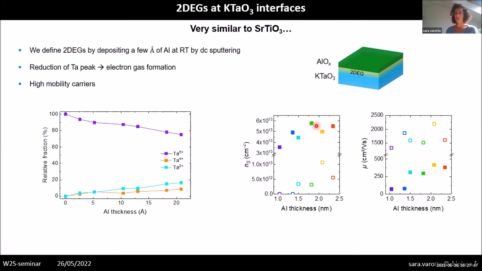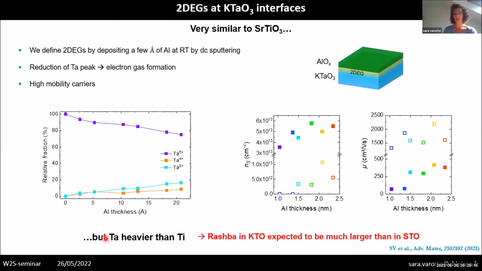And also by measuring the mobility through MR and the Hall effect, we can extract two different kinds of carriers, let's say a heavier and a lighter one with different mobilities. So we have quite high mobilities for one kind of carriers, up to 2,000 centimeters squared per volt second. So it behaves quite similarly to the STO. However, in this case, the tantalum is quite heavier compared to the titanium. So we expect that the Rashba effect in KTO is much larger than in STO.